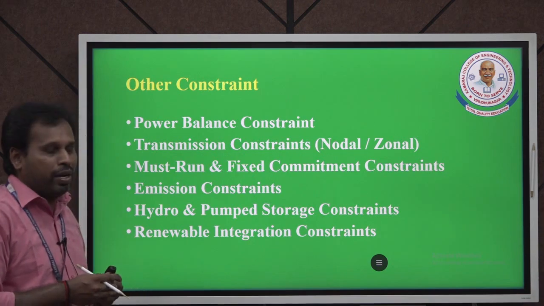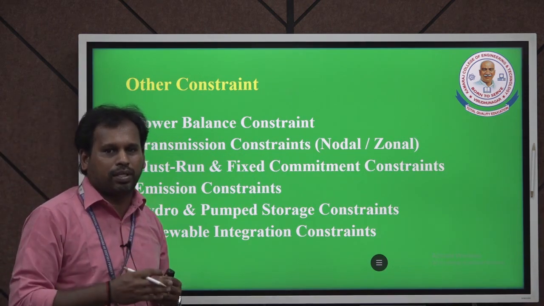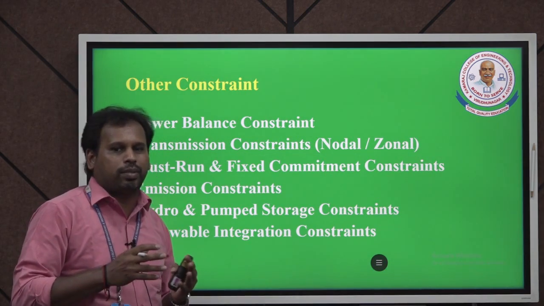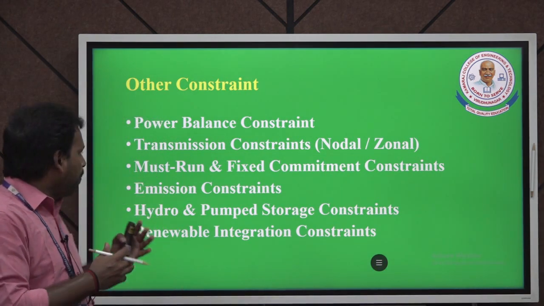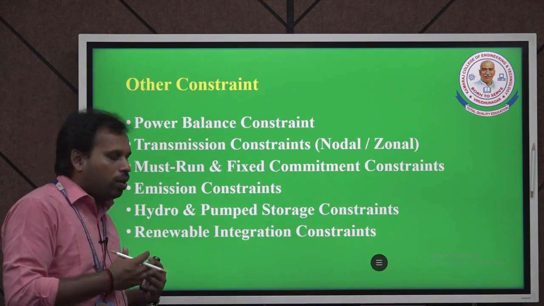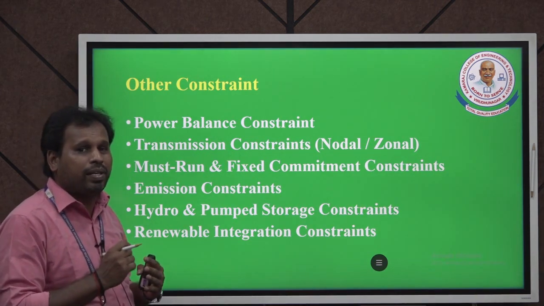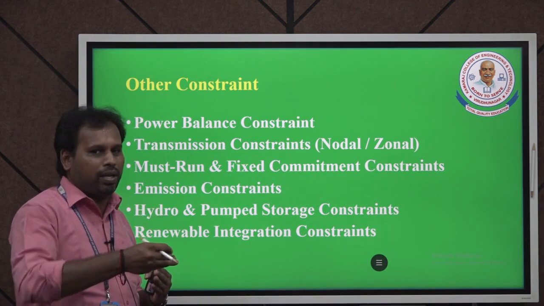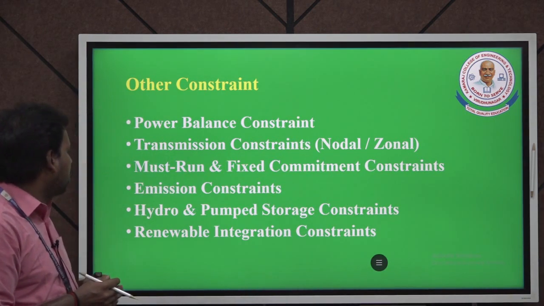Transmission constraint: for analysis purposes we consider a single transmission line, but in practice there are a lot of transmission lines. So the generated power, zonal wise or nodal wise, must be delivered to the power demand, which means we need extra power generation to manage the transmission losses. That is the transmission constraint.